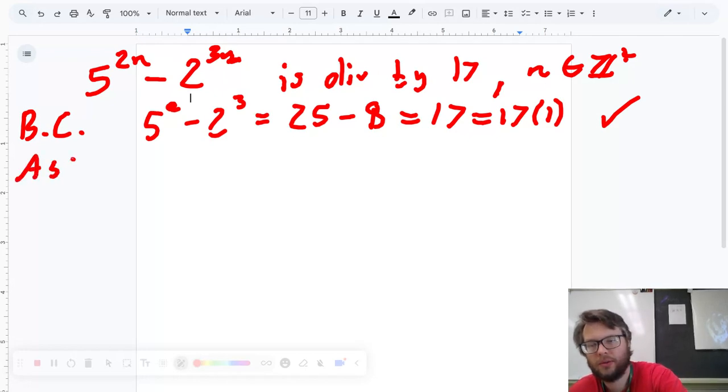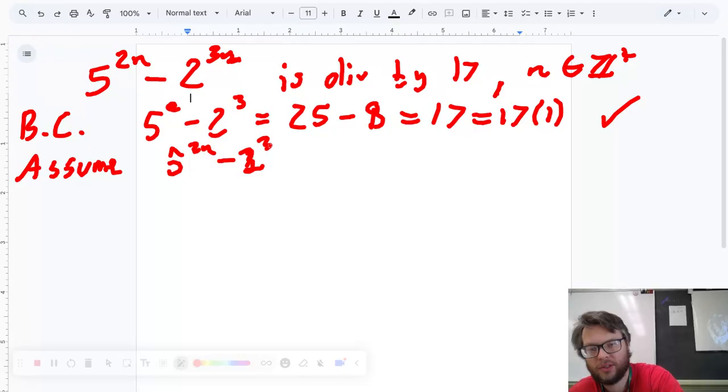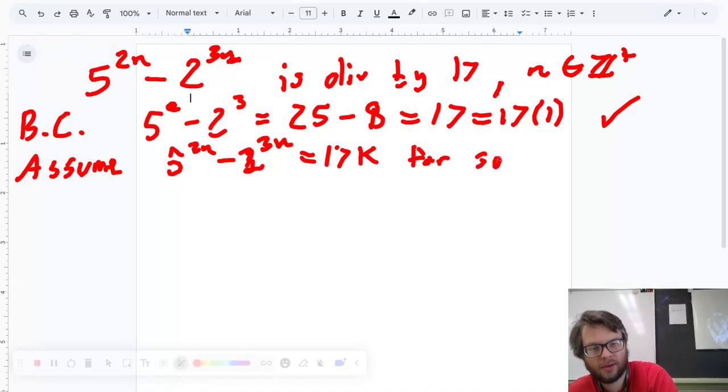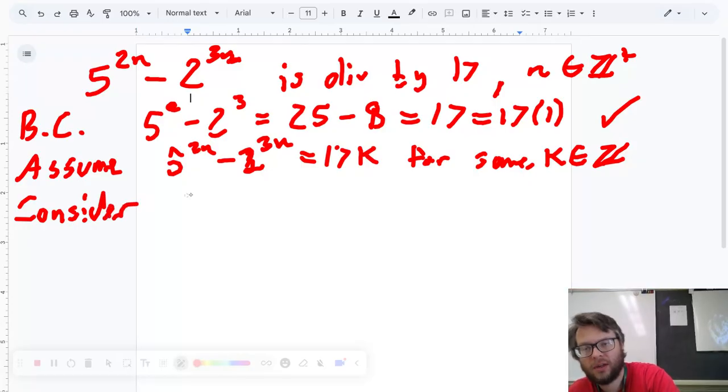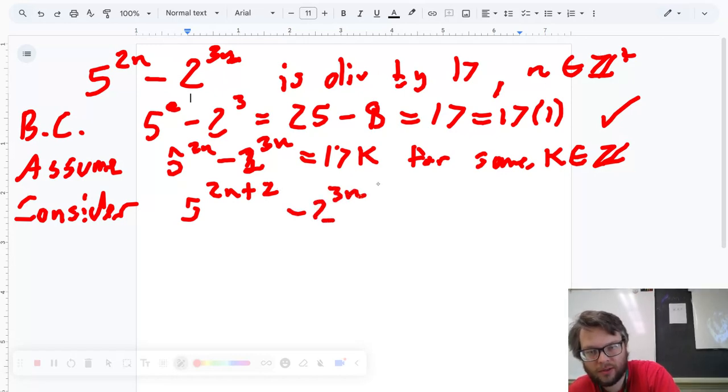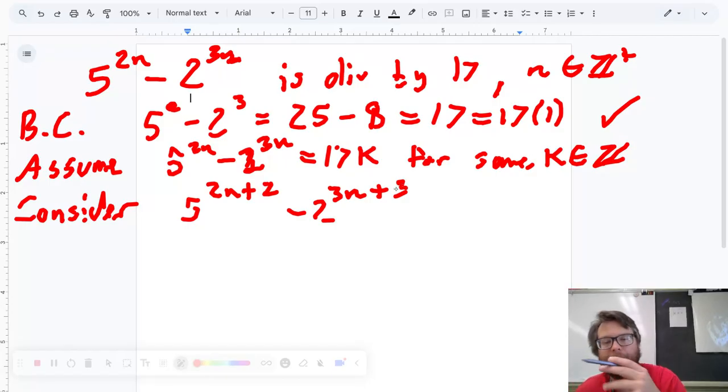Let's assume 5 to the 2n minus 2 to the 3n is a multiple of 17 for some integer. And then let's consider the n plus 1th case. So plug in n plus 1, that becomes 2n plus 2. This becomes 3n plus 3.